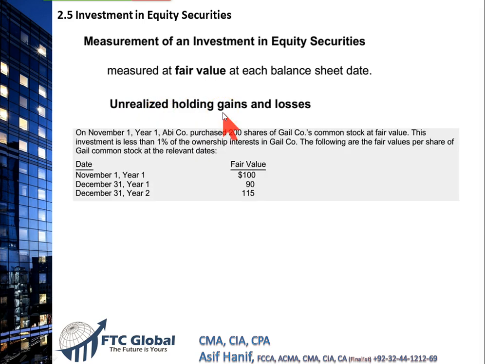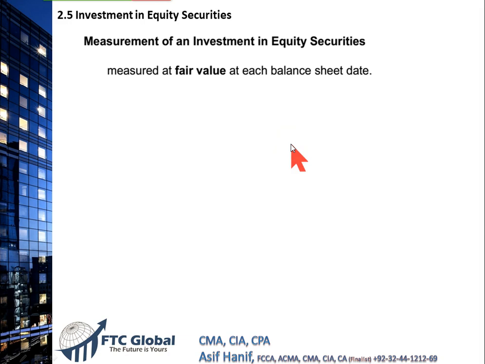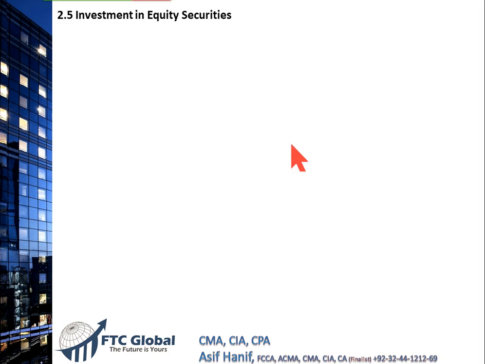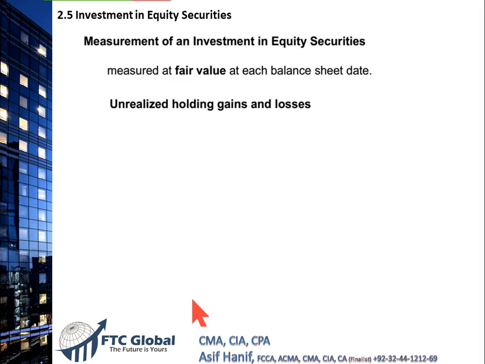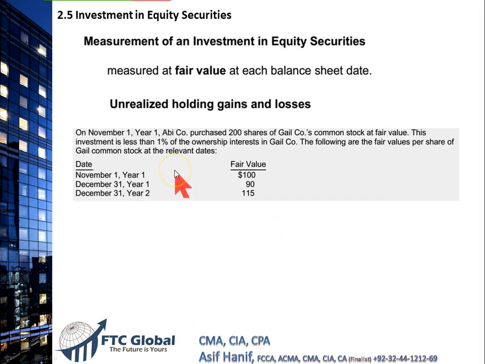Let us try to understand with the help of an example. On November 1st, year 1, AB company purchased 200 shares of Gale company common stock at fair value. The investment is less than 1% of the ownership interest in Gale. Less than 1% means you are falling somewhere in the range 0 to 20%. So having 1% holding means you exercise little influence.